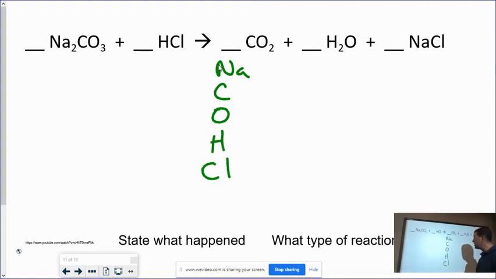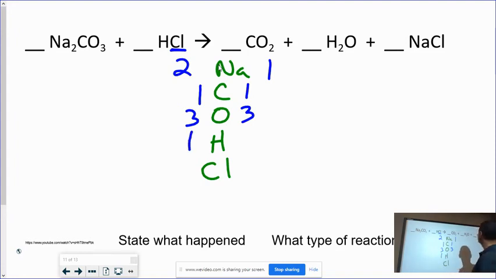Lots of elements in this problem. So I got 2 Na's over there. I got 1 Na over there. I have 1 carbon. Now don't think this is carbon because it's not. And I have 1 carbon over there. I have 3 O's on that side. I have 3 O's on that side.